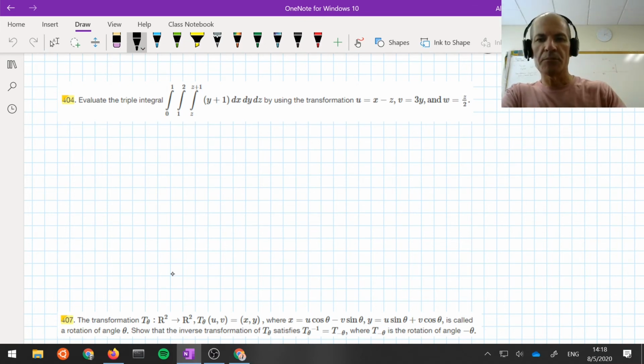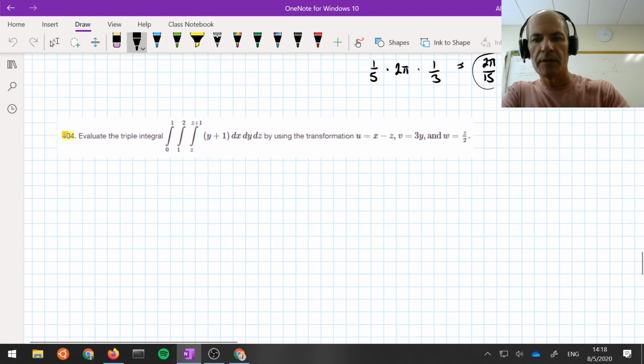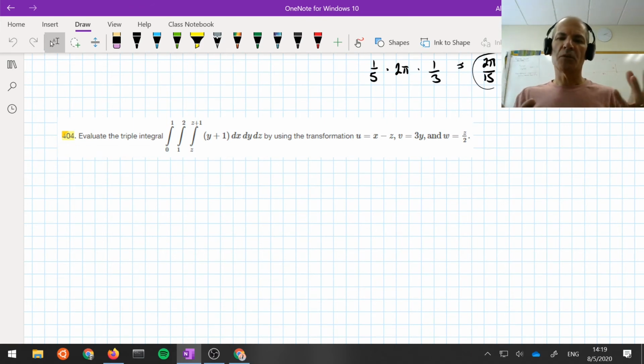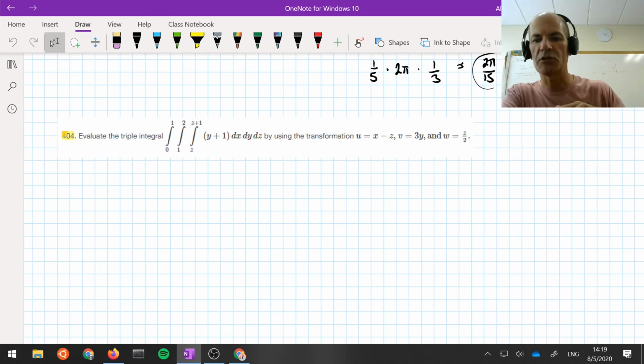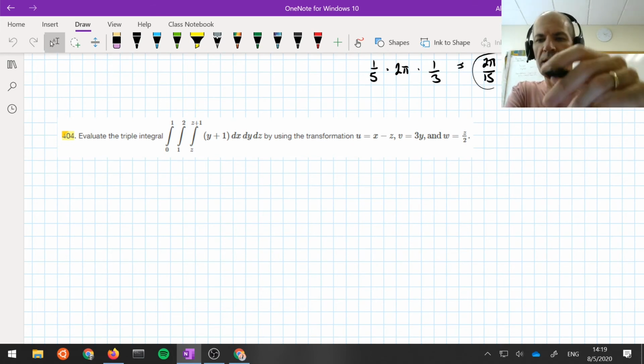Okay, so let's solve for each of these variables in terms of u and v. This is often the case when you're working with a transformation. Not only do you need u, v, and w in terms of x, y, and z, but you need x, y, and z in terms of u, v, and w. We need it in both directions. So let's see if we can figure this out.